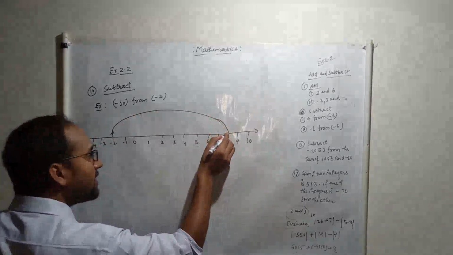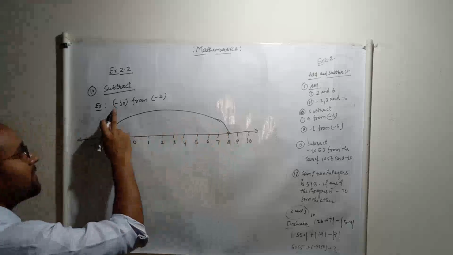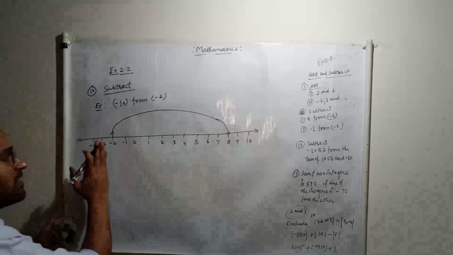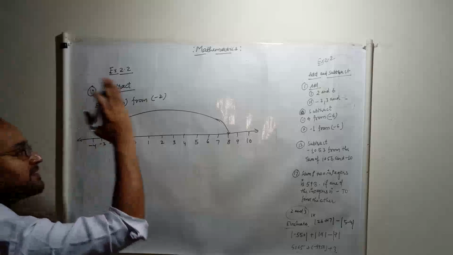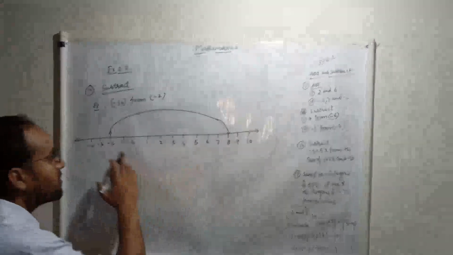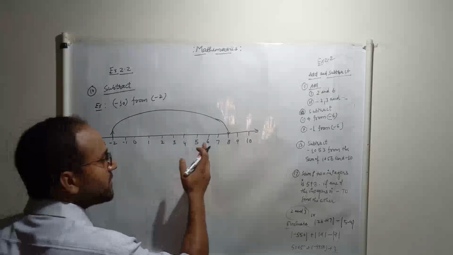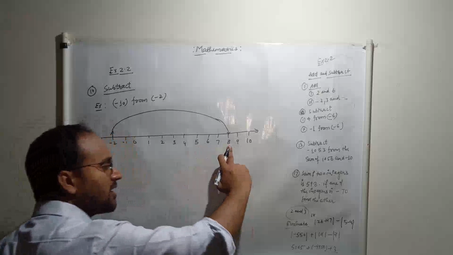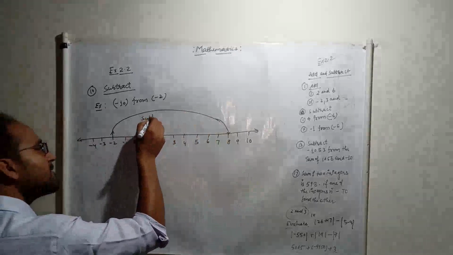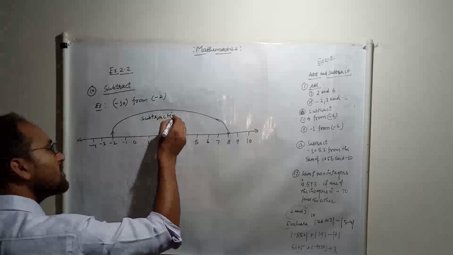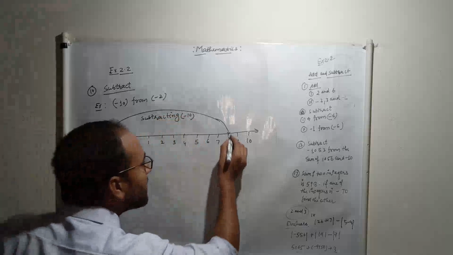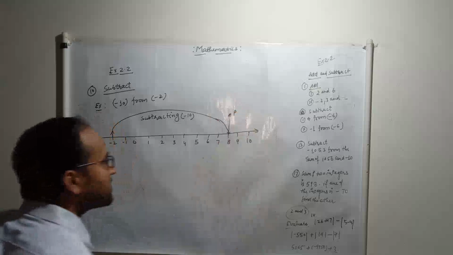Subtracting minus 10 from minus 2 means that to minus 2 you are adding plus 10. So you count 10 steps to the right side. 1, 2, 3, 4, 5, 6, 7, 8, 9, and the last step, the 10th step, is at 8. So subtracting minus 10 from minus 2, your final position is 8.